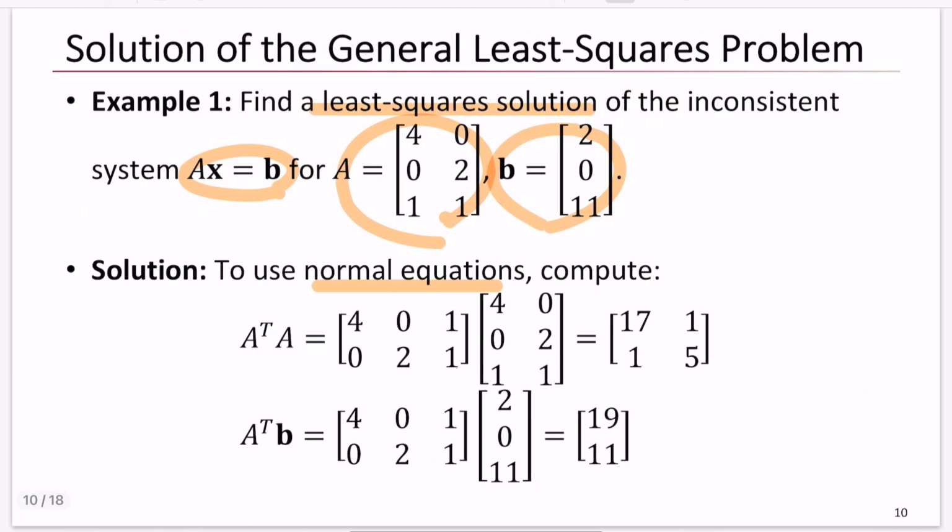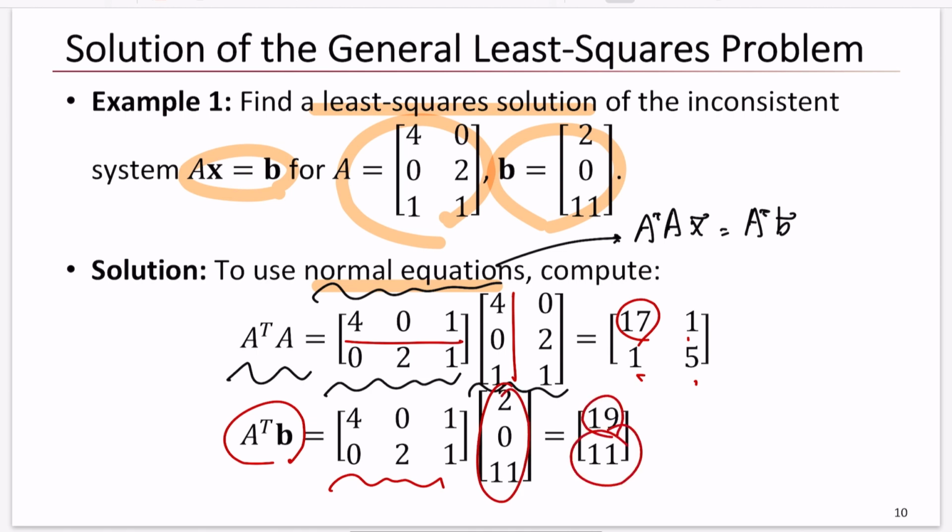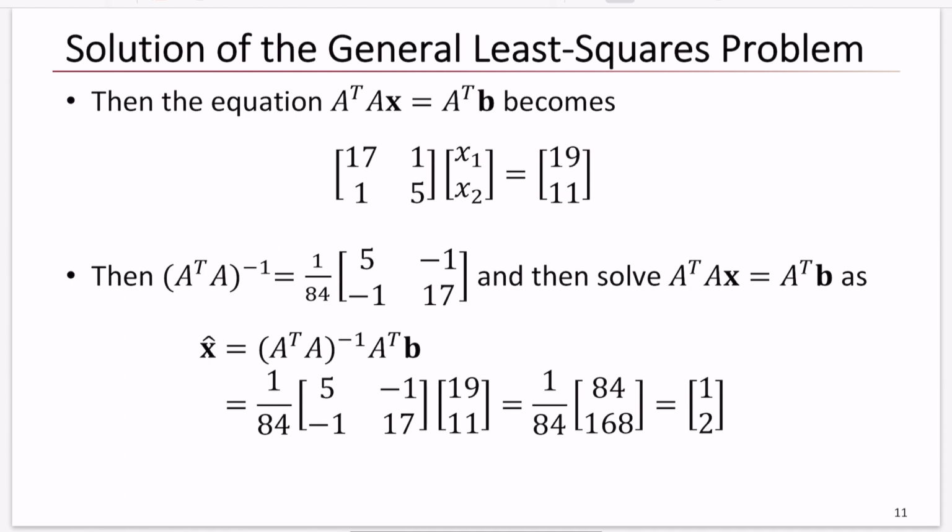So let's write it again. The normal equation is A transpose A x equals A transpose b, where A transpose is like this and A is like this. Row by column: first row and first column gives 17, and so on. A transpose b gives 19, 11. You can easily compute this. In other words, A transpose A x equals A transpose b is going to be our normal equation.